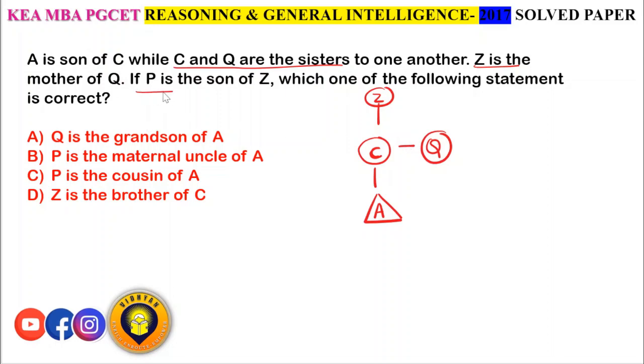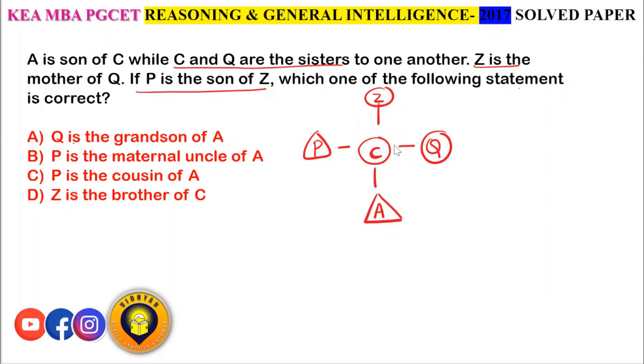sisters. If P is the son of Z, that means Z already has two daughters and P is the son. That means P, C, Q are siblings. P is the brother of C as well as P is the brother of Q. Now, which one of the statements is correct?